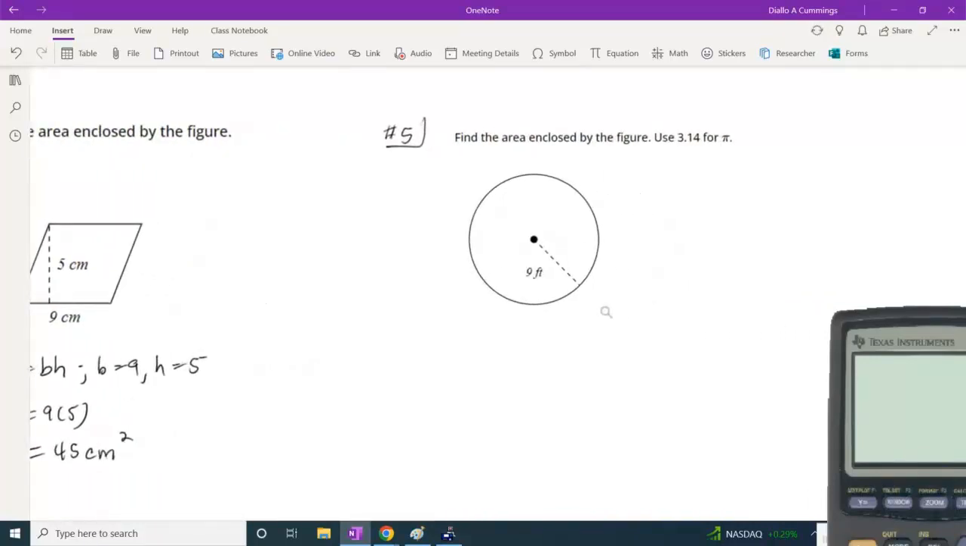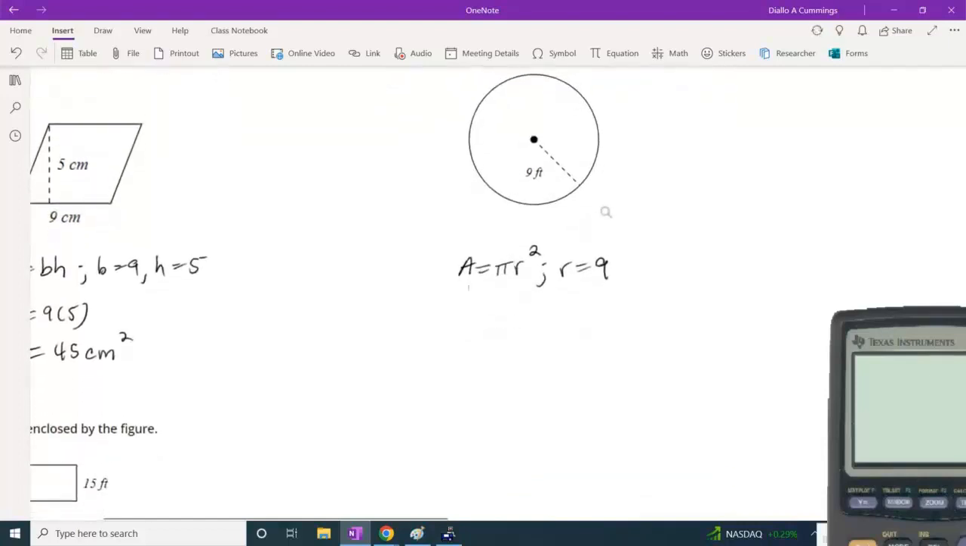All right, the next one we're going to look at is number 5. Here you're asked to find the area of the circle. The formula is area is equal to pi times the radius squared. You have to be careful, right? They give us the radius. Sometimes they'll give you the diameter, which goes from one rim of the circle through the center to the other rim. We only want the radius. So we're given the radius.